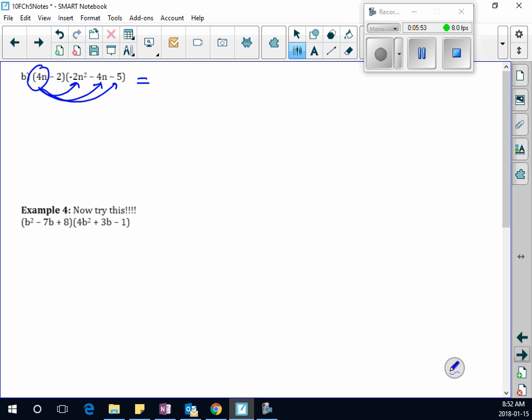So 4n times minus 2n would be negative 8n to the power 3. 4n times minus 4n is minus 16n squared. 4n times minus 5 is minus 20n. I'll show you a little trick as well when you're doing the second one. Sometimes it's easier to line up the like terms right below it. So I'll show you that technique.